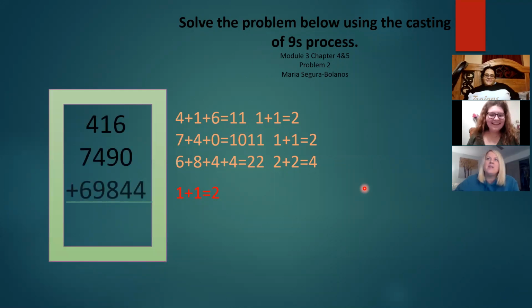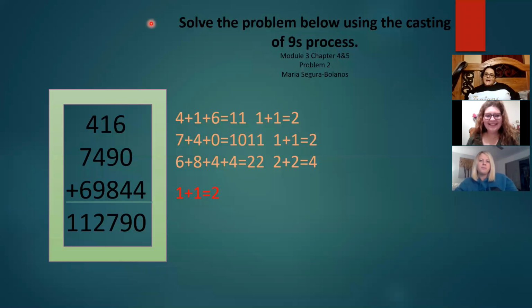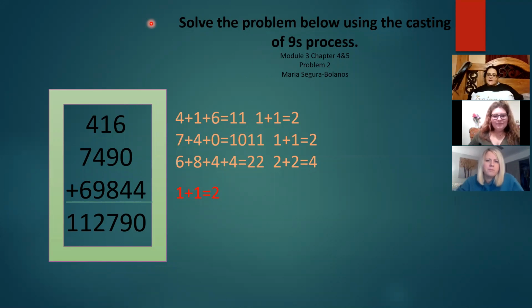All right, Maria, can you solve the problem below using the casting out nines process? I can. When you're using the casting out nines process, you're basically going to cast out the 9s that are in your problem. Cast them off the island is what I like to say, because you're getting rid of them, and you're going to figure out if you check your answer.